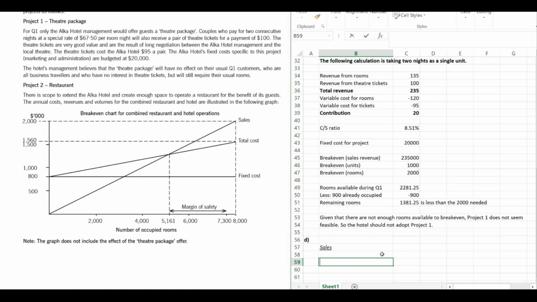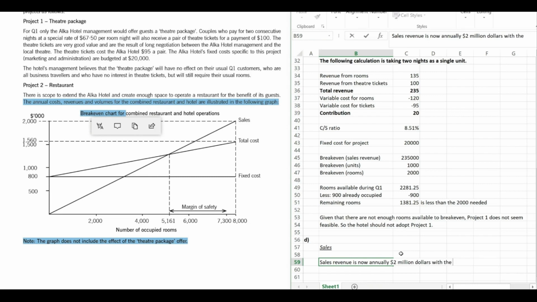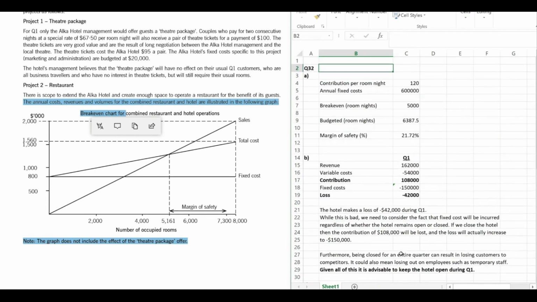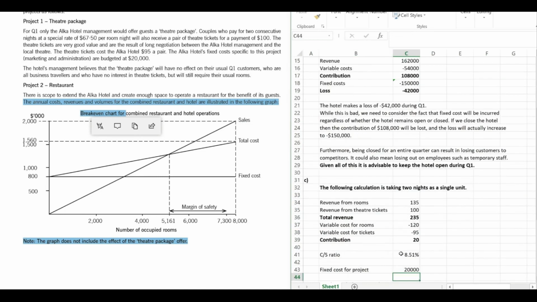So sales revenue. Is this for a quarter or no? It's the annual, right? The annual cost revenue. Okay. Sales revenue is now annually $2 million, right? $2 million with the restaurant. Okay. What was it previously? Did we calculate that? Annual revenue, that's quarterly revenue. So if this was quarterly revenue, what was it previously?